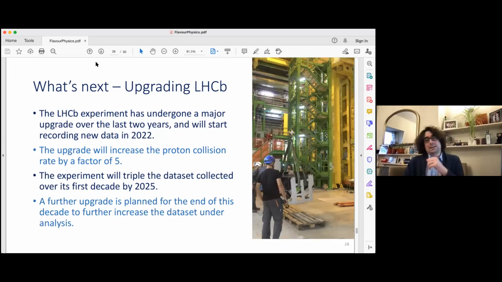Now, what's happening next? We're upgrading the LHCb experiment. The experiment has undergone a major upgrade over the last 2 years, and we're going to start recording new data in 2022. Now, this is crucial because we're going to increase the proton collision rate at LHCb by a factor of 5, and we're going to be able to triple our data set that we collected over the last 10 years by 2025. And indeed, we are planning for and setting out the case for a further upgrade at the end of this decade.